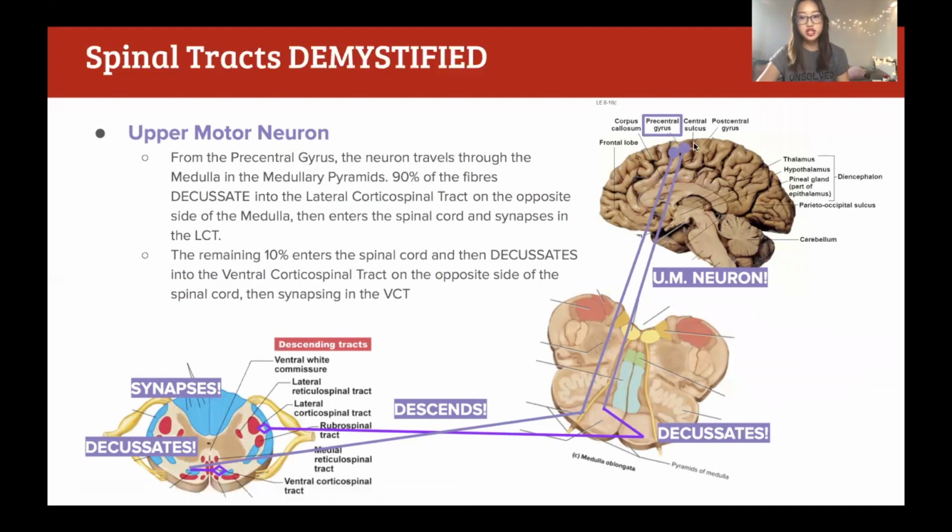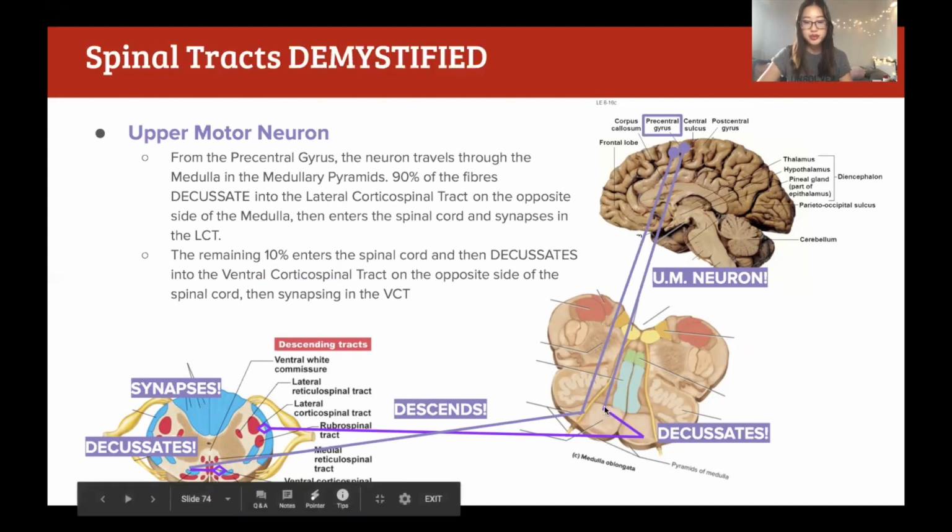So we have the postcentral gyrus right up here. It goes down. In the case of 90% of the fibers, they decussate really early. They decussate right in the medulla, from the medullary pyramids all the way across to the other side of the medullary pyramids, and then this will take them descending into the lateral corticospinal tract. Okay, so remember that if it's lateral, it means it has decussated really, really early on in the medulla.